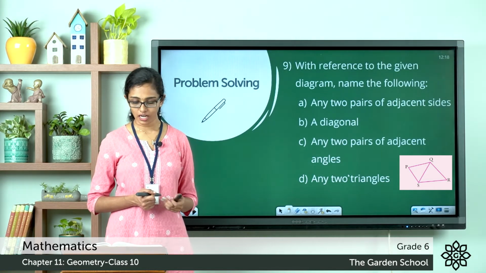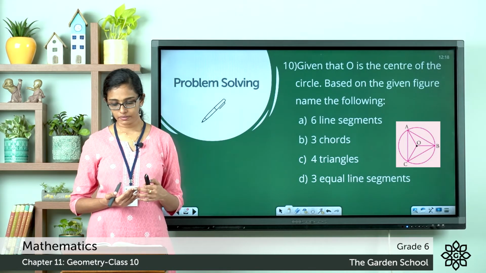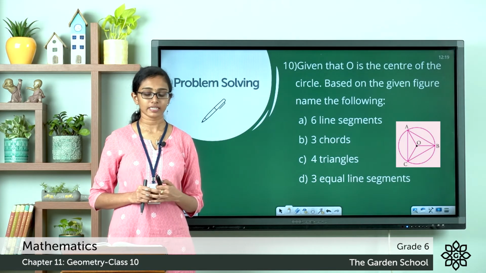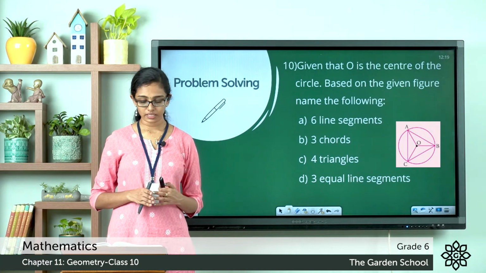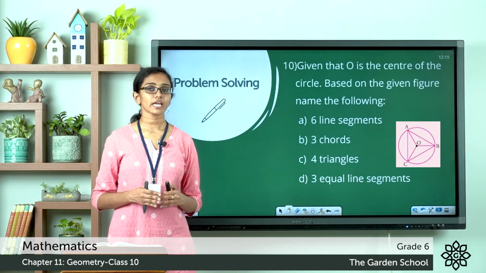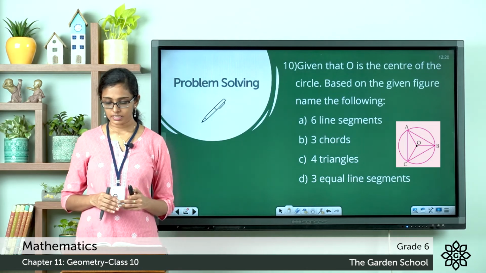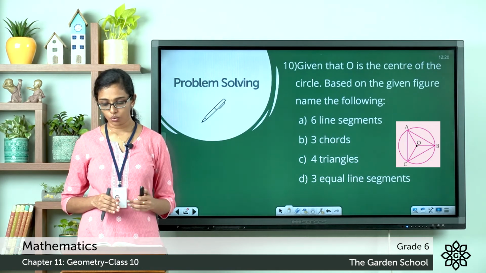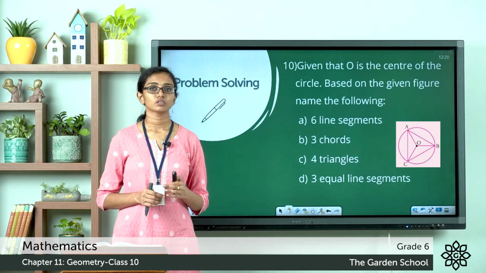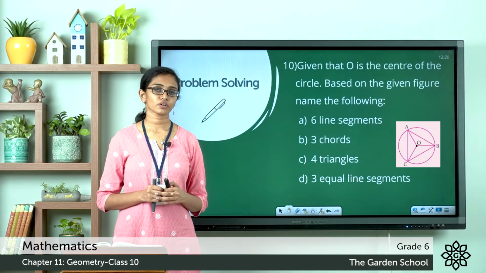Let's discuss the 10th question now. It says, given that O is the center of this circle, based on the given figure, name the following. Look at your textbook. We can see a figure given there for question 10. Now, have a close look at the figure, and you have to answer the questions given here accordingly. For example, the first question, you have to name 6 line segments from this figure. So which are the 6 line segments in the given figure? It is line segment AC, line segment OA, OB, OC, line segment BC and line segment AB. So these are the 6 line segments in the given figure. Answer the rest of the questions also accordingly.